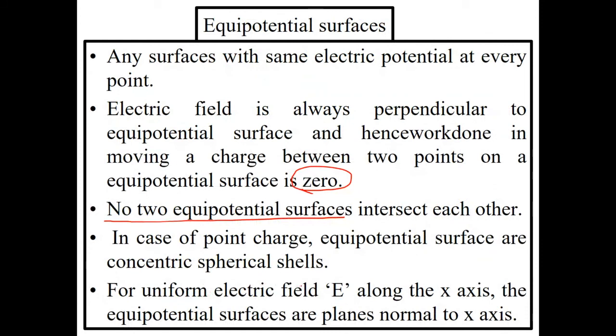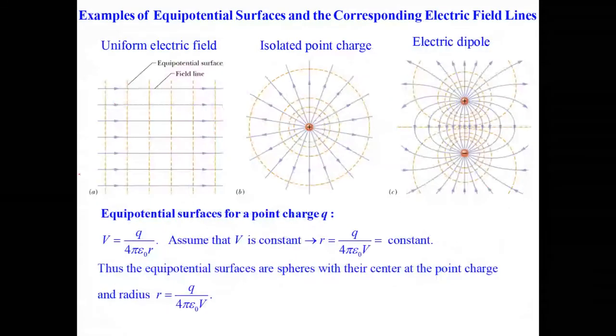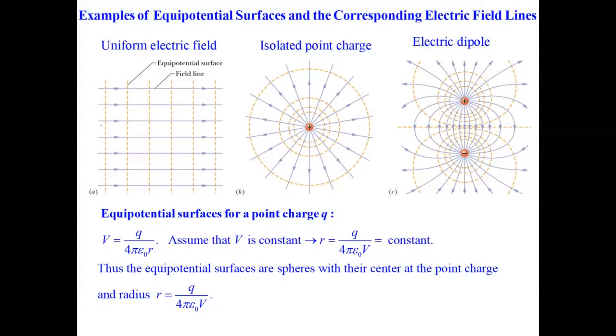And then the last one. If you have a uniform electrical field, your equipotential surface is normal to the x-axis. You can see here, I have the blue color line. This is my uniform electrical field, and all these orange color vertical lines are my equipotential surfaces. And you can see they are exactly normal to the x-axis. Suppose this is my x-axis and this is my y-axis, my electrical field is always parallel to the x-axis. Clear?